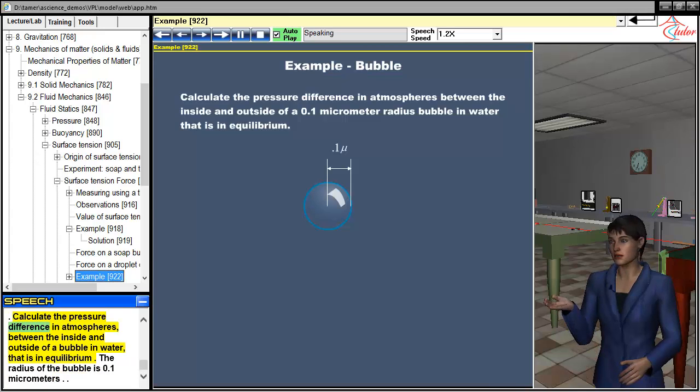Calculate the pressure difference in atmospheres between the inside and outside of a bubble in water that is in equilibrium. The radius of the bubble is 0.1 micrometers.